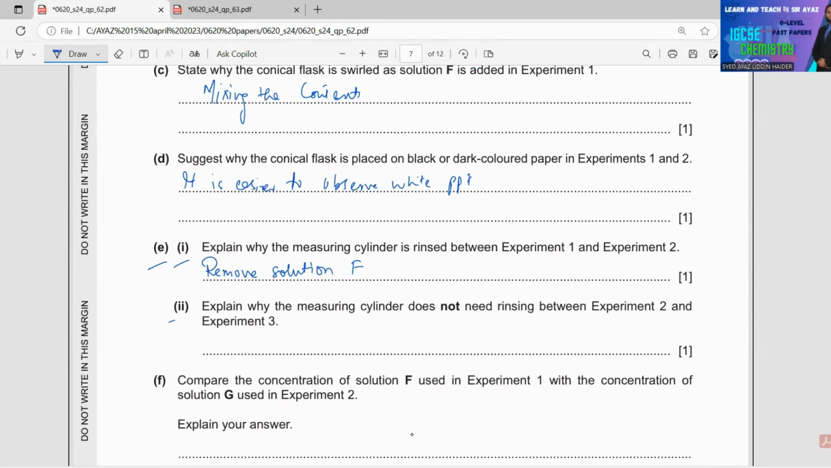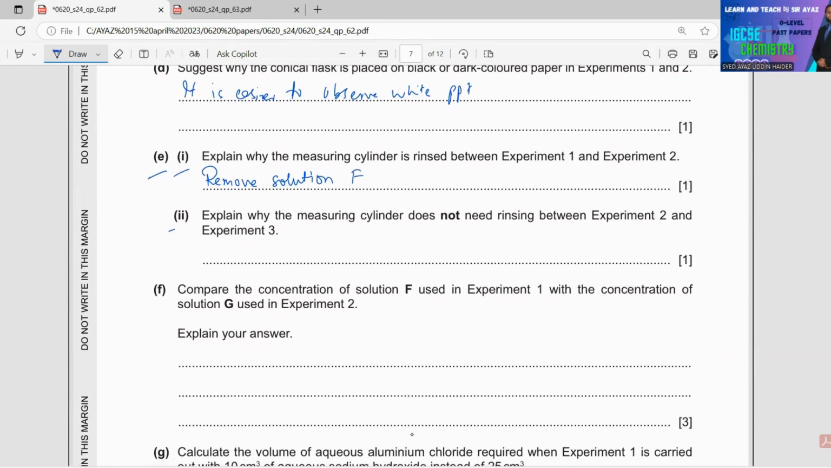Part 2. Explain why the measuring cylinder does not need rinsing between experiment 2 and experiment 3. So in both experiments, they're using the same solution. Same solution of NaOH used for G in both experiments.